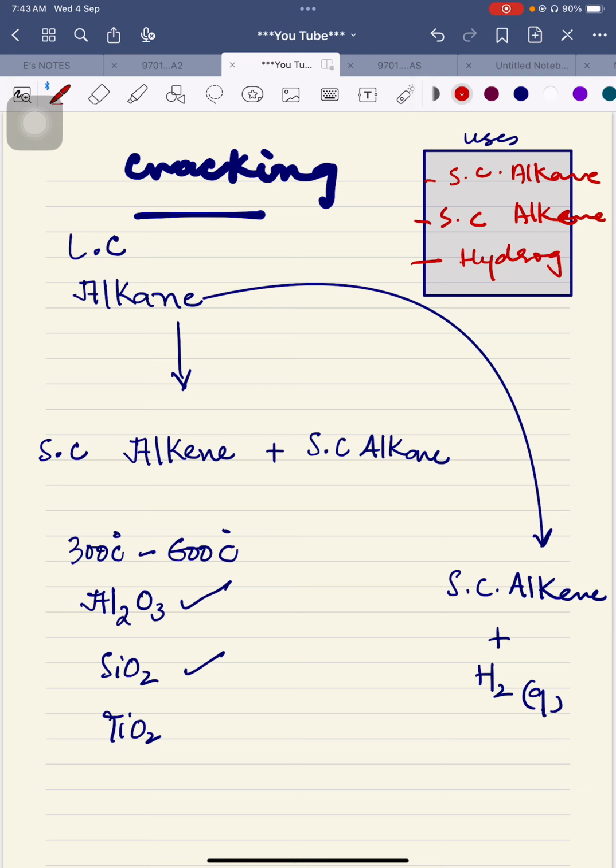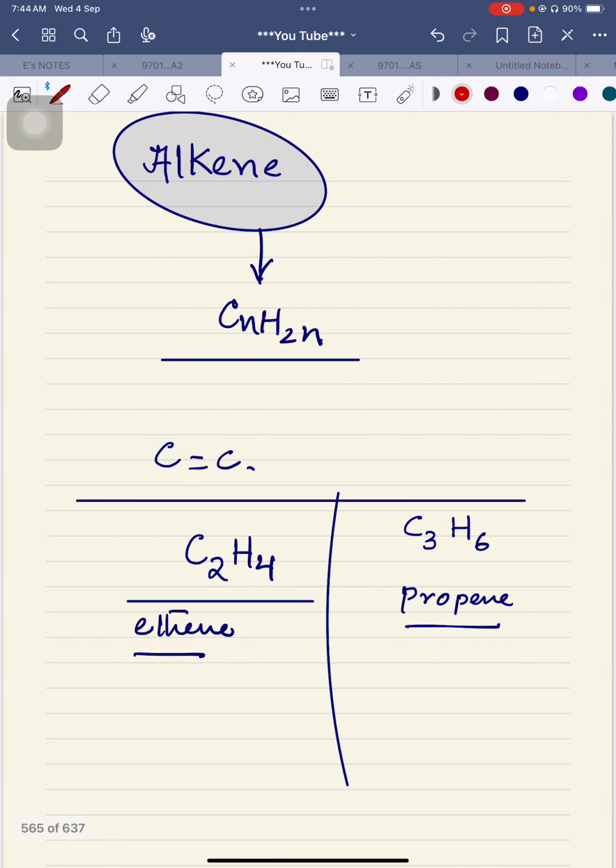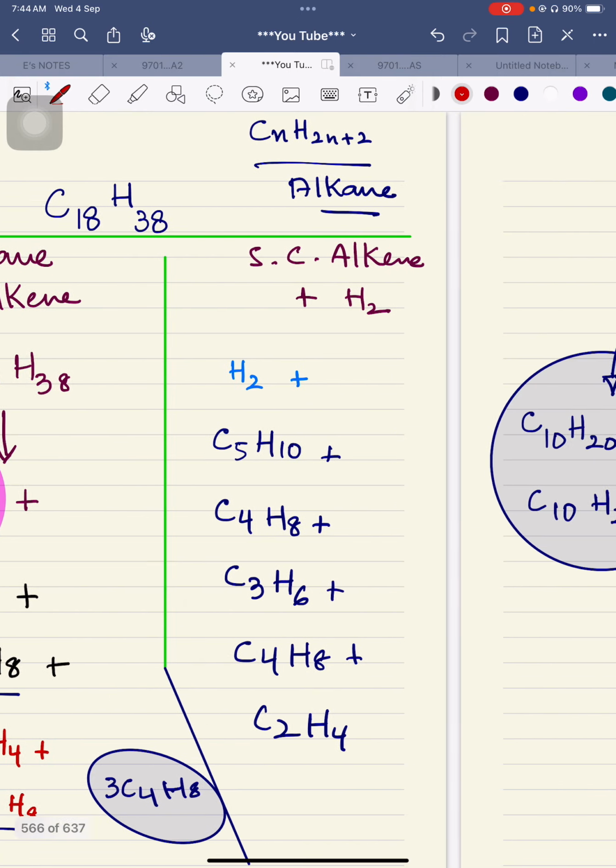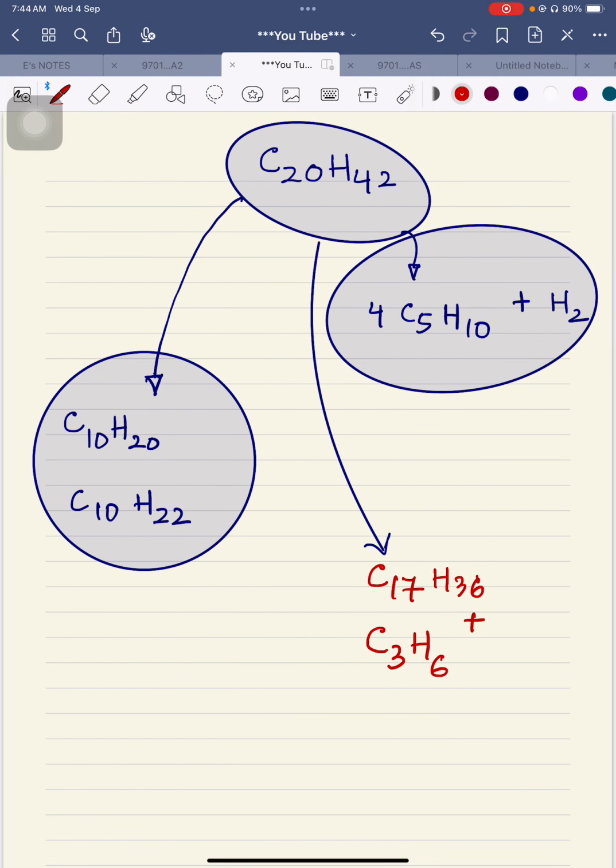Guys, you can use this hydrogen gas in Haber's process to prepare ammonia. So don't forget that while preparing ammonia in Haber's process, the examiner asks the question: what is the source of hydrogen? It will be obtained by cracking of alkanes. So these were the products, these were the uses of the process of cracking.